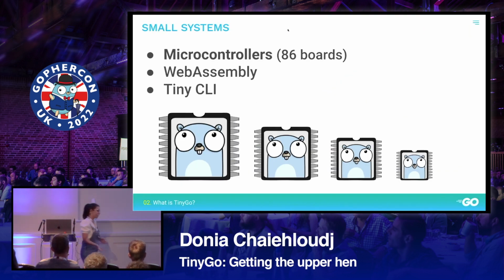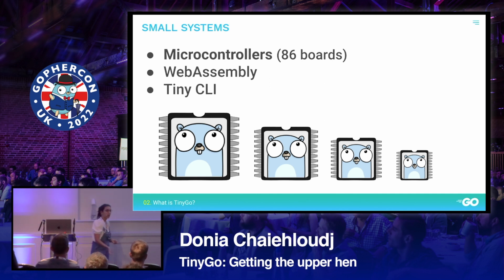And currently, TinyGo is supporting 86 boards, different microcontrollers. There are so many on the market currently. But you can use TinyGo with this kind of board. You can also use it with WebAssembly. With WebAssembly, you can build Go programs and use them for servers on Edge, for example.